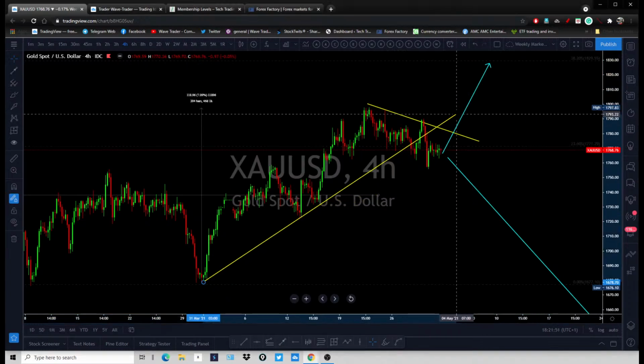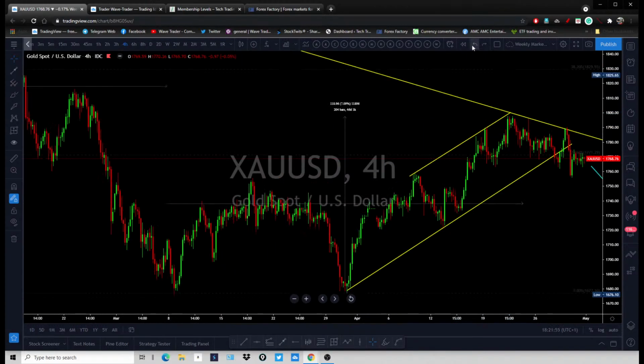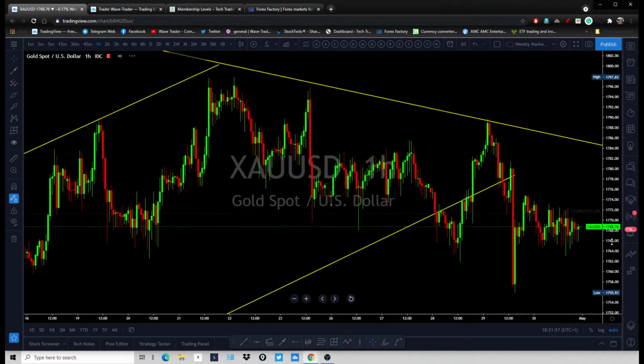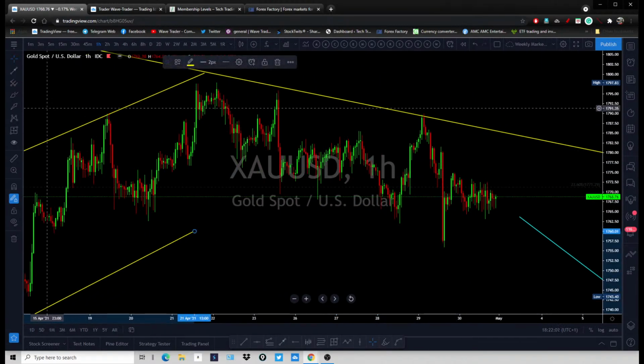What is gold to do? Gold to break out. All right, gold to break out. And all these areas are good to watch for gold to break down.